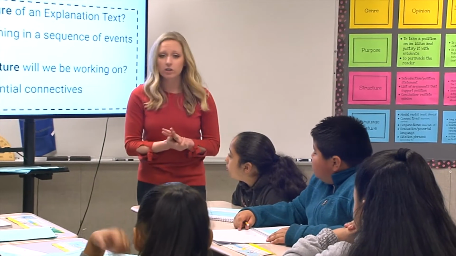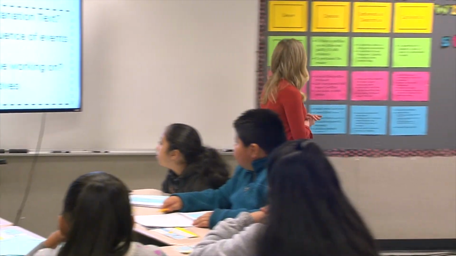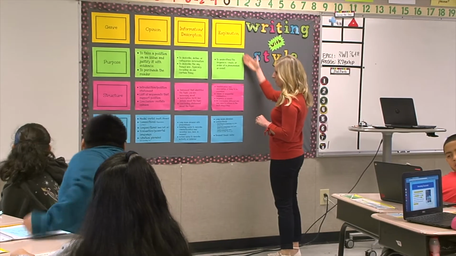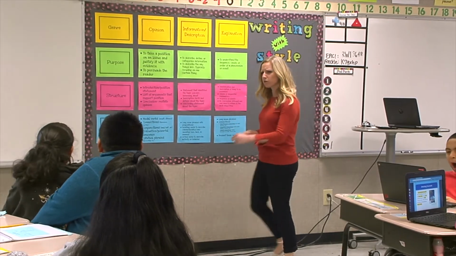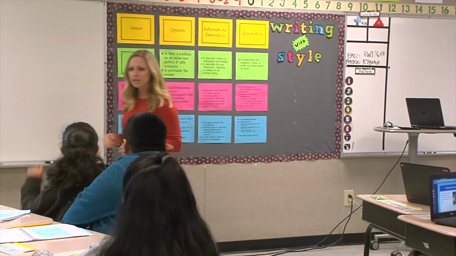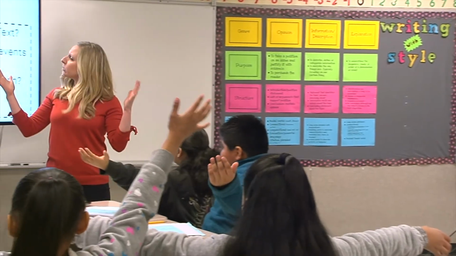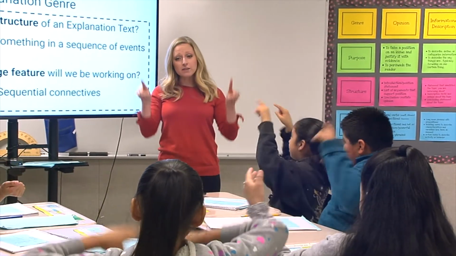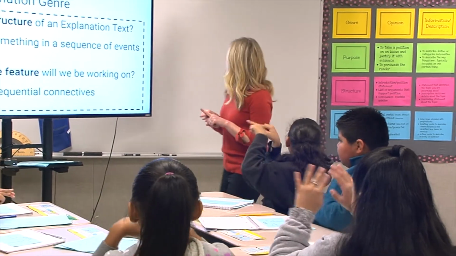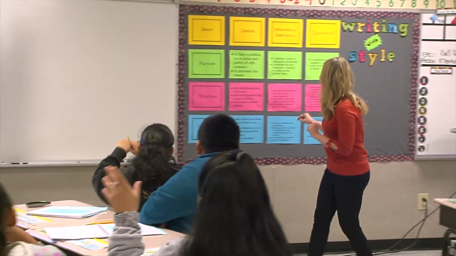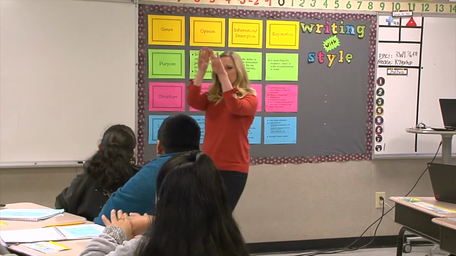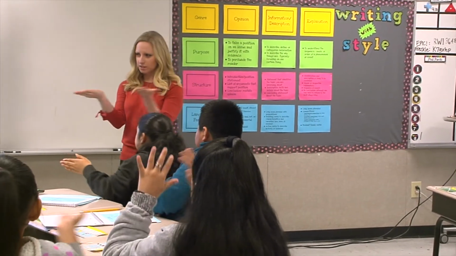Now, we are looking at, if you remember, our explanation genre, okay? And we have our purpose, structure, language feature. Show me genre. What genre are we doing? Explanation. A purpose of an explanation, okay? The purpose of an explanation is to understand the sequence of events. So let's do that together. To understand the sequence of events.